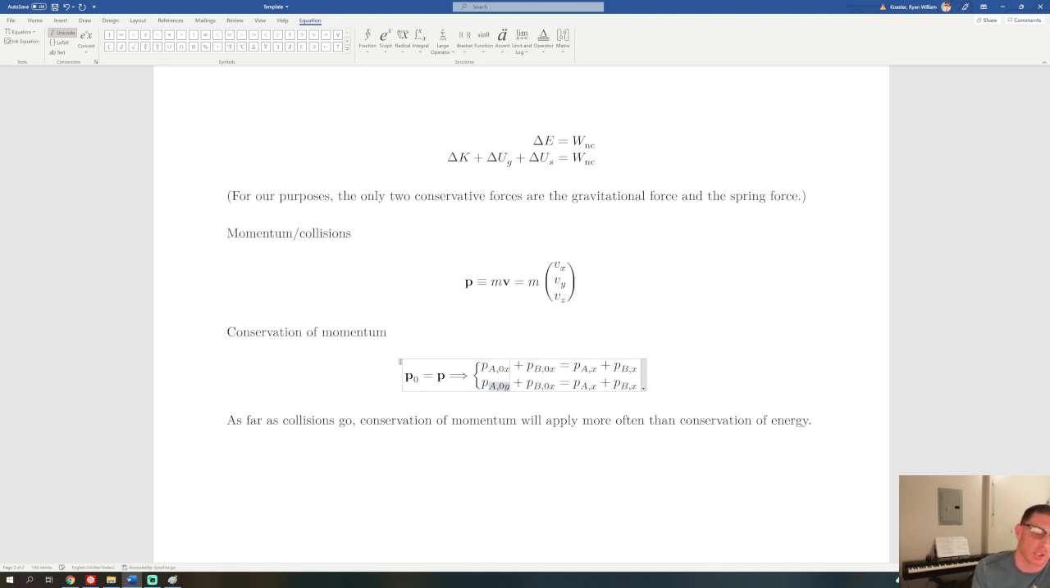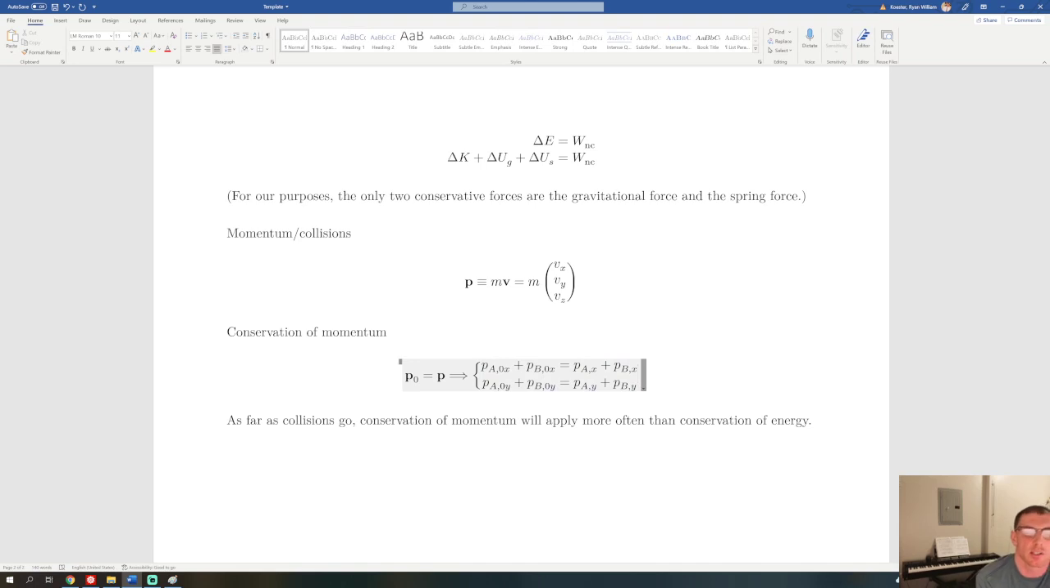So make sure that you're accounting for the momentum of each object. Now, it can definitely be zero. If an object is just at rest, it has zero momentum by definition. But it's a good idea to write out every term. And so this is what this would look like for two objects that can move in two dimensions.